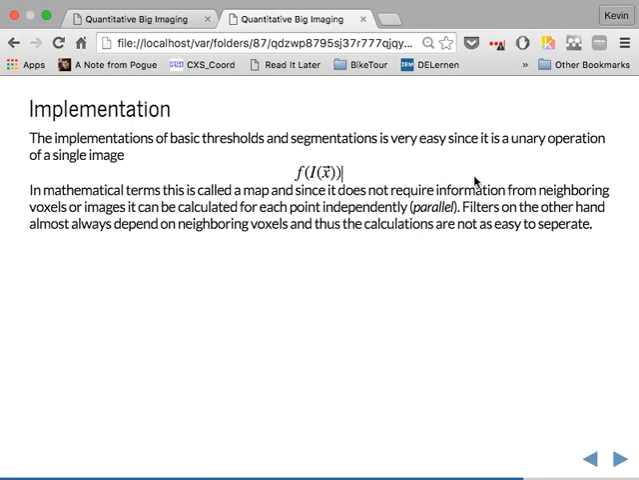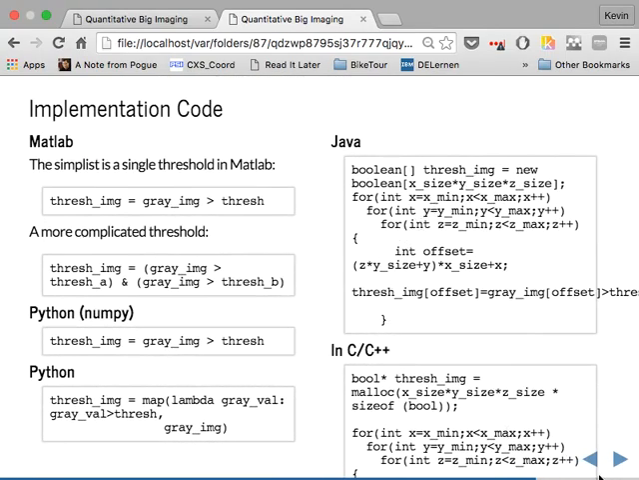Filters, like what we covered before, are much more difficult because it's more challenging to separate them into separate pieces. With filters, you have to look not just at a single pixel, but at the neighbors around it. When you have to include the neighbors in this analysis, it becomes much more challenging how you divide your image and how you can handle that well or efficiently. We have examples of what the code to do a threshold looks like in a number of different languages, in case you're interested.